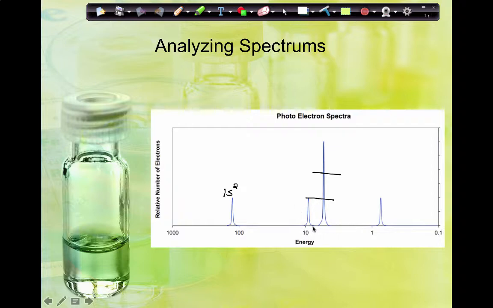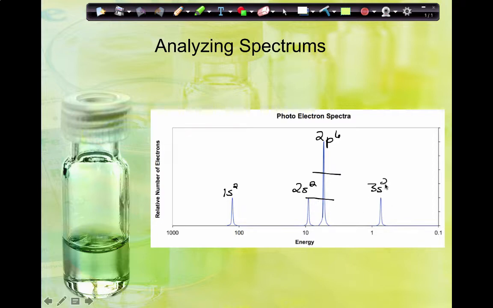Then we go to 2s. So 2s2. This one will be the next peak in. It's 2p6. And then the last peak, well, that should be 3s and then 2.